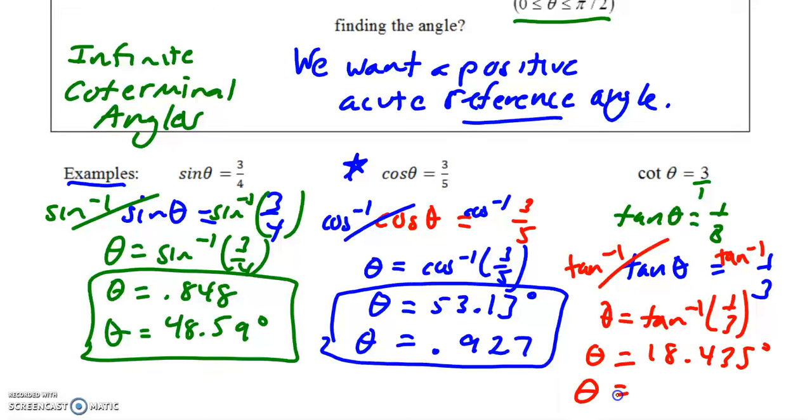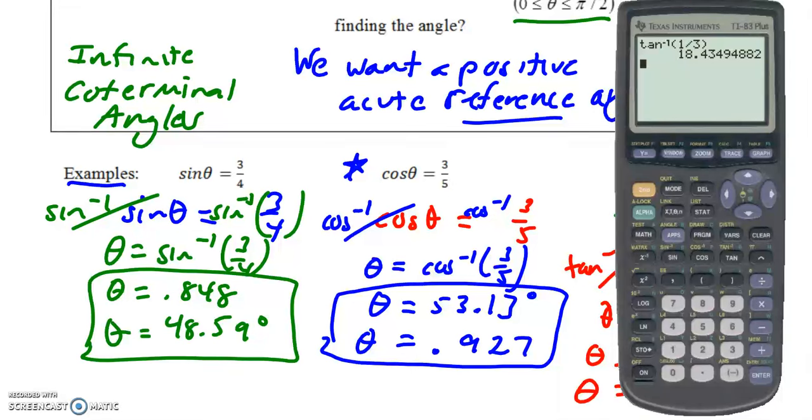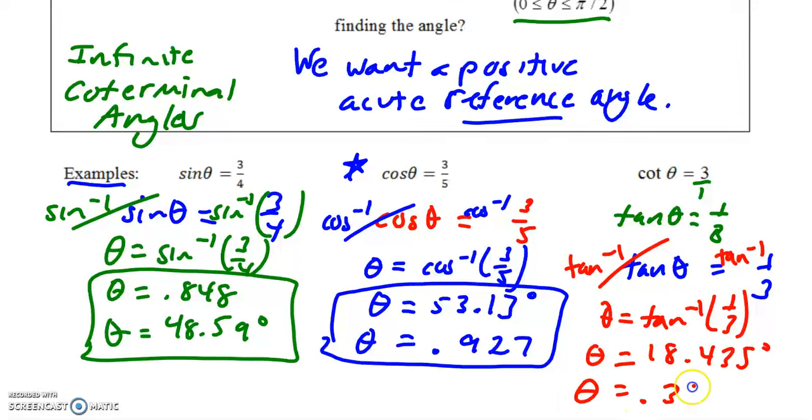18.435 degrees. If I go back to my calculator, go to mode, go down to radian, and then click second entry. There's the same thing again. If you press enter though, now it's in radians, so it would be 0.322 if I'm rounding. So theta would be 0.322 radians.